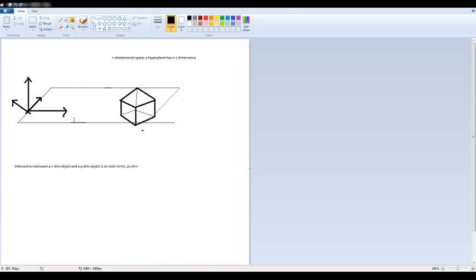Also, I messed that up. I can't English. Intersection between an n-dimensional object and p-dimensional object is at most. Oh no, I can English. Okay. We are still pulling through. It's fine. Remember that it is 8 a.m. here. I'm doing my best.